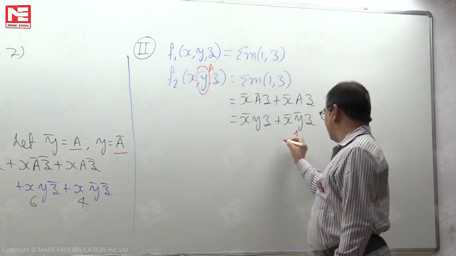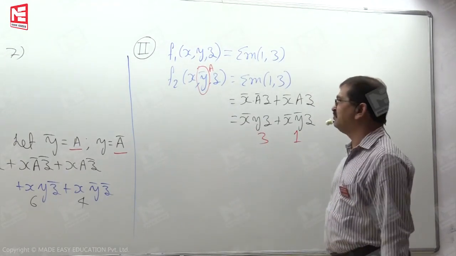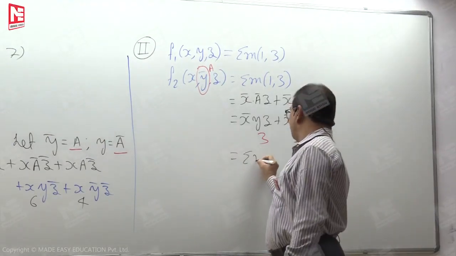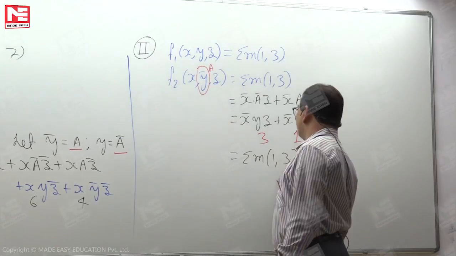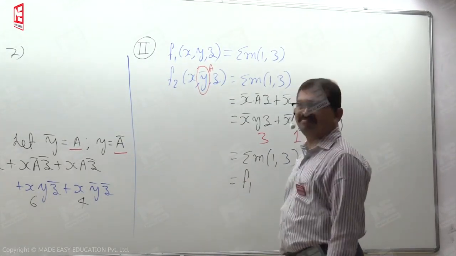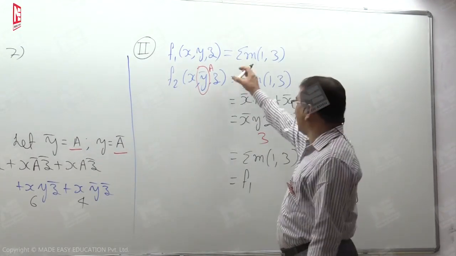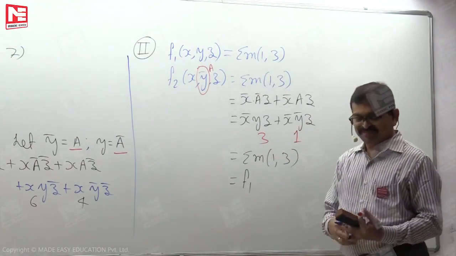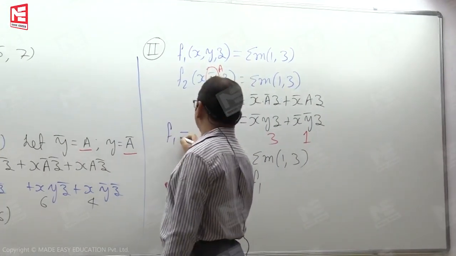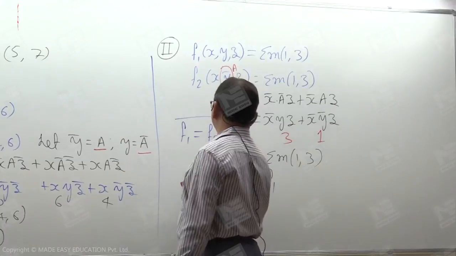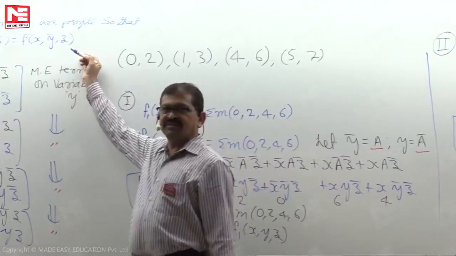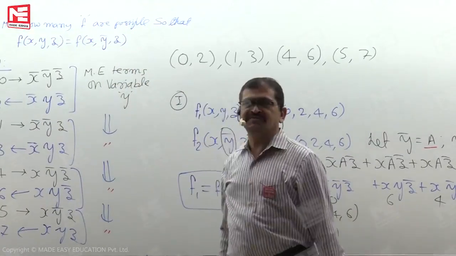Hence we are looking here, it is a minterm 1, it is a minterm 3. So it is a function with the minterms of 1 and 3. This is the same as your f1; f1 is having the minterms 1 and 3. Hence f1 is equal to f2, so the condition we need is satisfied.